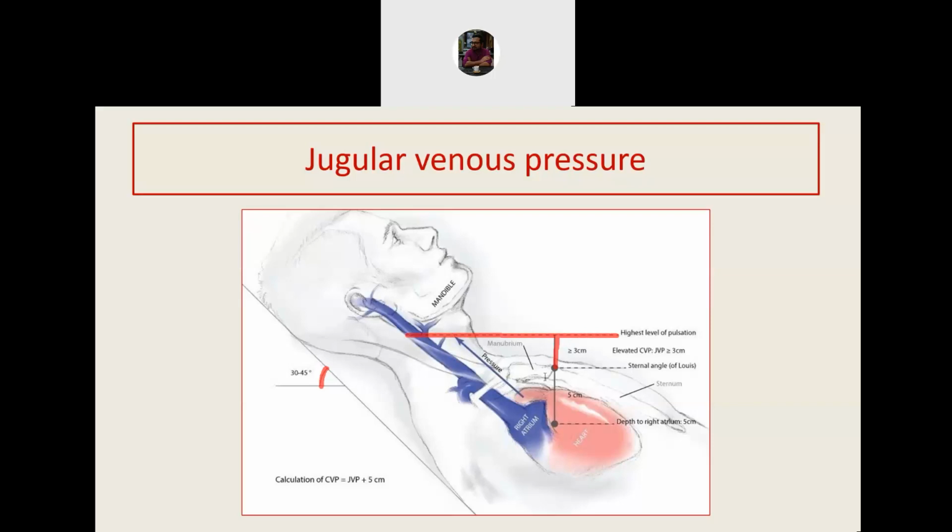Normally, the jugular venous pressure must be less than 3 centimeter of blood. When it is more than 3 centimeter of blood, it is said to be elevated. Now, the sternal angle is 5 centimeter above the midpoint of the right atrium. And the pressure in the right atrium is known as central venous pressure.